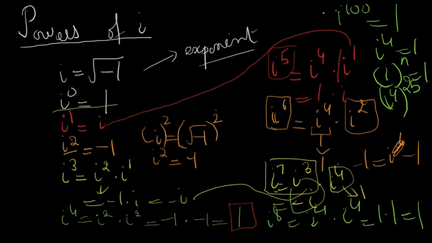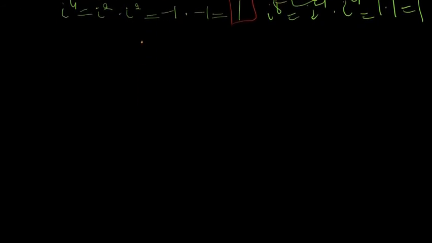So what if now I had to calculate something a little harder? For instance, i to the 37th. To calculate this, we have to write it as the product of i raised to the power of the greatest multiple of 4 that is less than 37, which is going to be 36 in this case. 9 times 4 equals 36, times i to the first power, because that's what's left. 37 minus 36 equals 1. This is just exponent properties.